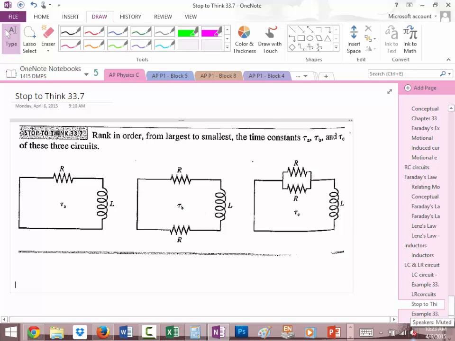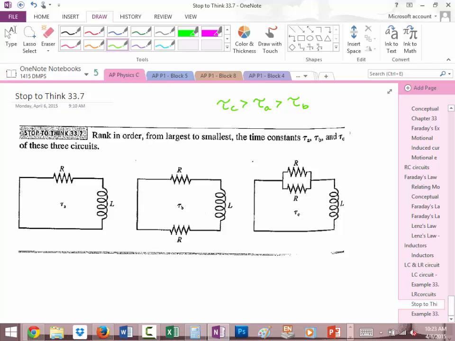So which one is going to have the largest time constant? The one with the smallest R? So that's going to be C. So it would be C and then A and then B, right? So tau C is greater than tau A. And obviously with L over R, you want the biggest one to start as small.